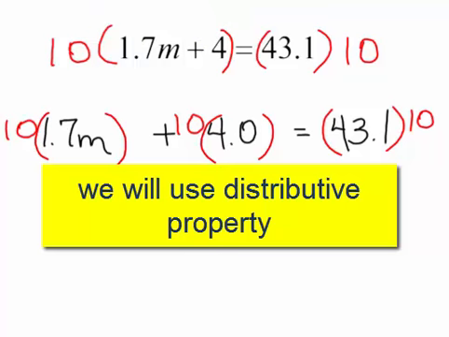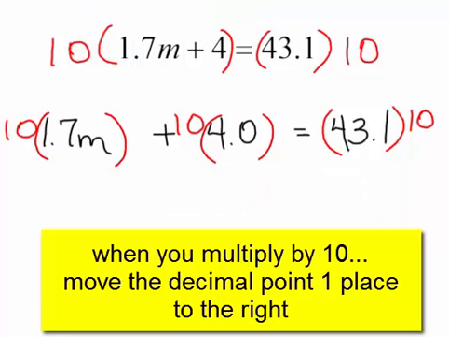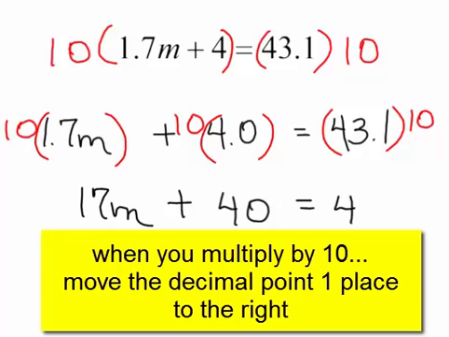So remember, when we multiply by 10, we only move that decimal point one place to the right. 10 times 1.7m is 17m. And I wrote 4 as 4.0. So you will notice 10 times 4.0, move that decimal point one place to the right. That will be 40. And 10 times 43.1 is 431.